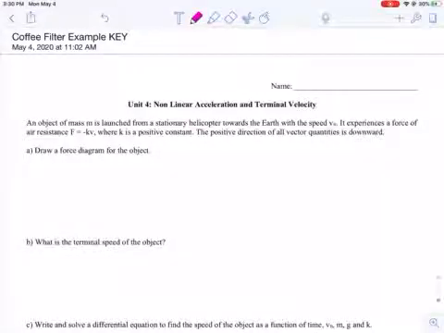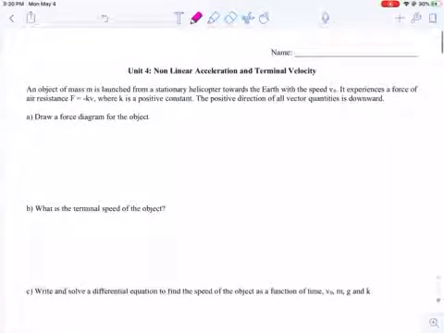Hi everyone, we're going to do an example regarding drag force and differential equations. Let's look at the example. An object of mass m is launched from a stationary helicopter toward the Earth with speed v0, so that's our initial speed. It experiences a force of air resistance, F equals negative kV, where k is a positive constant.